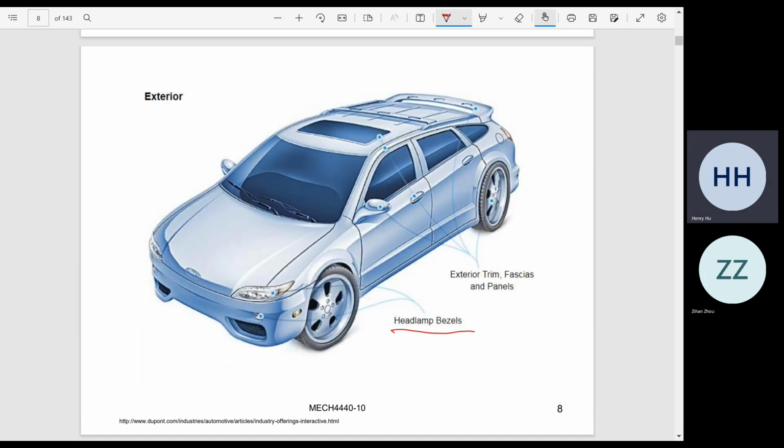So, for example, for the exteriors, you'll be able to see the headlight bezel, okay, exterior trims, okay, and the panels or whatever, okay.